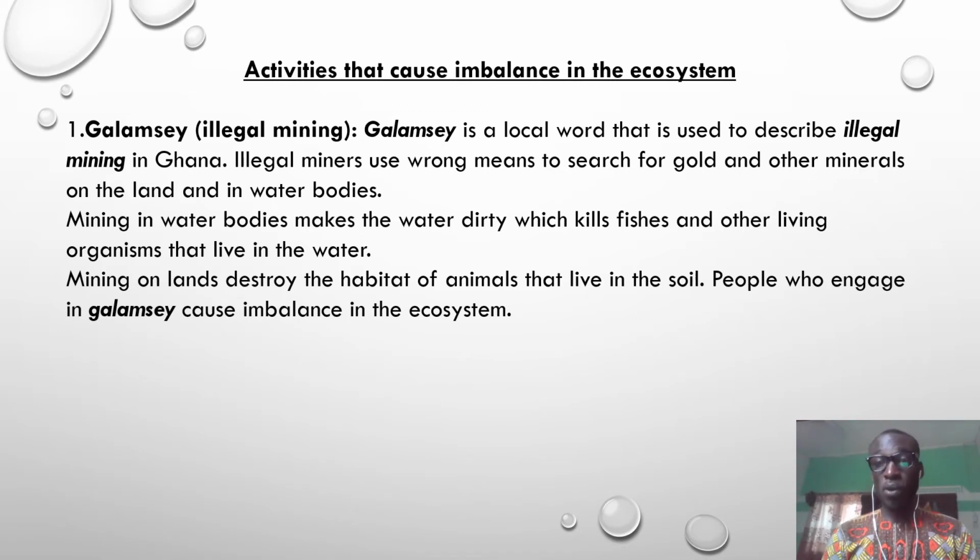And then these water bodies that are around us, they have to mine and get their minerals such as the gold, diamond, and the rest. So mining in water bodies makes the water dirty, which kills the fishes and other living organisms that live in the water. Mining on lands destroys the habitat of animals that live in the soil. People who engage in galamsey cause imbalance in the ecosystem.